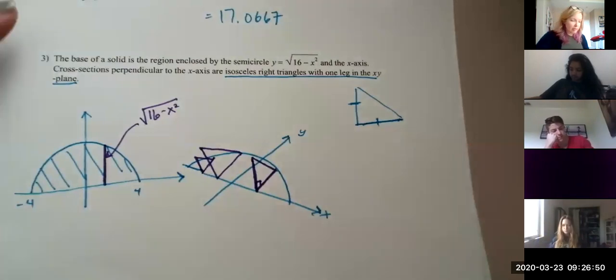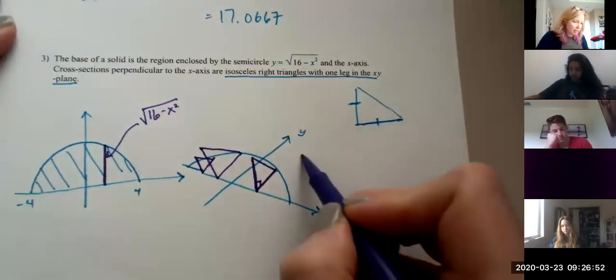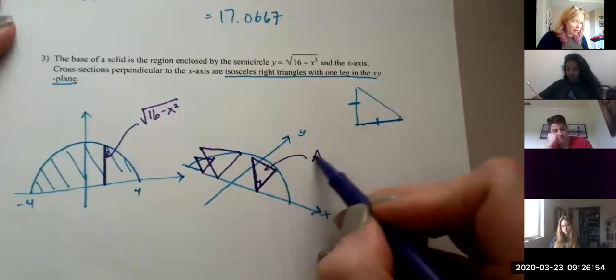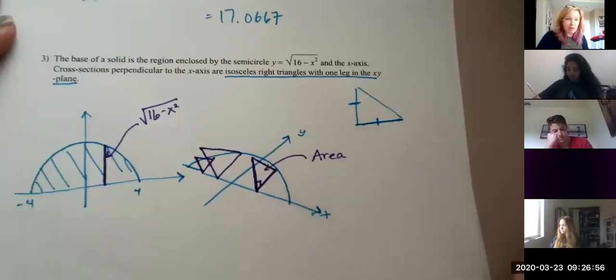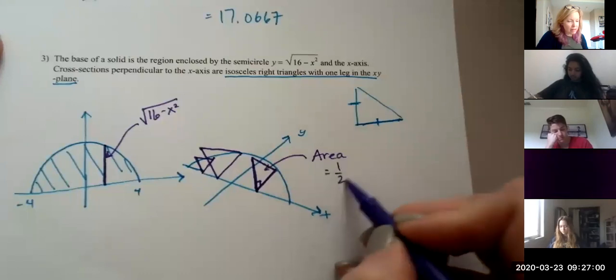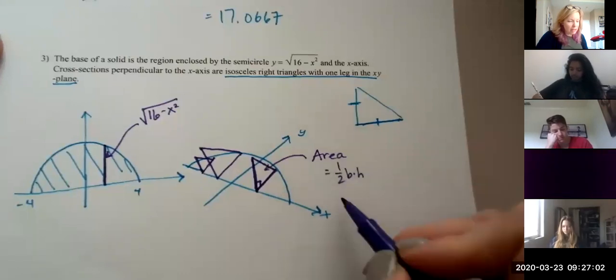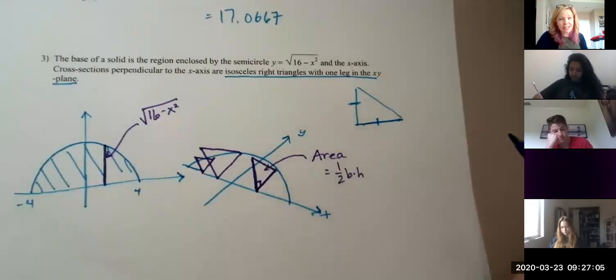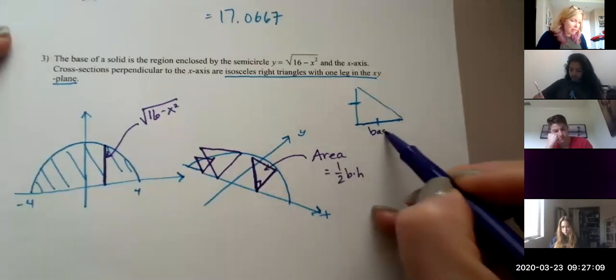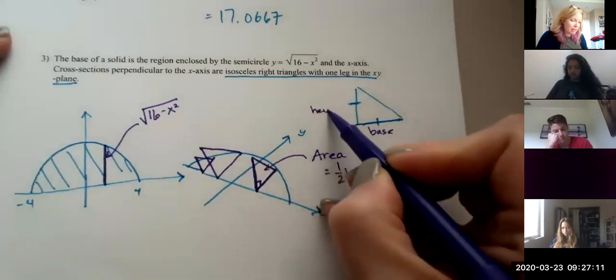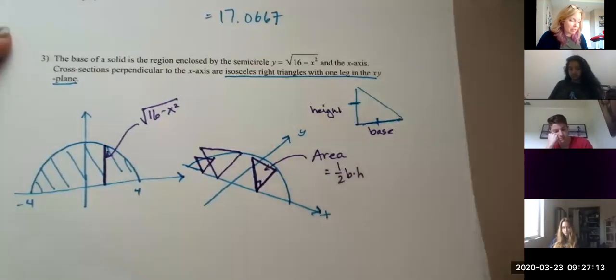So my question again is, what is going to be the area of any of those triangles? Well, what do I know about the area of a triangle? It's equal to 1/2 the base times the height. And this is isosceles. So what's true about the base and the height? Here's the base, here's the height. They're going to be the same.